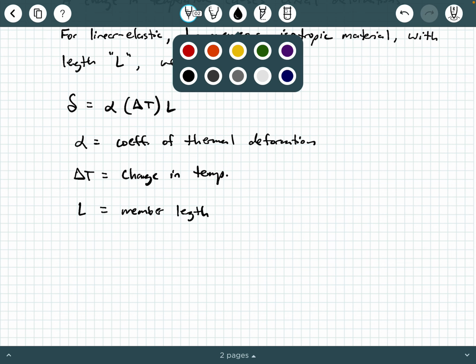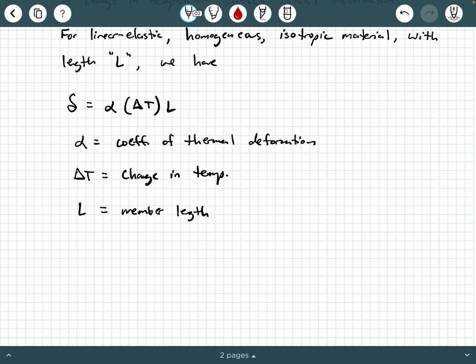Another couple of comments I want to make about this is that the coefficient of thermal deformation, alpha, has units of strain over degrees temperature. That would be like 1 over degrees Fahrenheit or 1 over degrees Celsius. So if you see a reciprocal temperature value, that's the units of alpha.